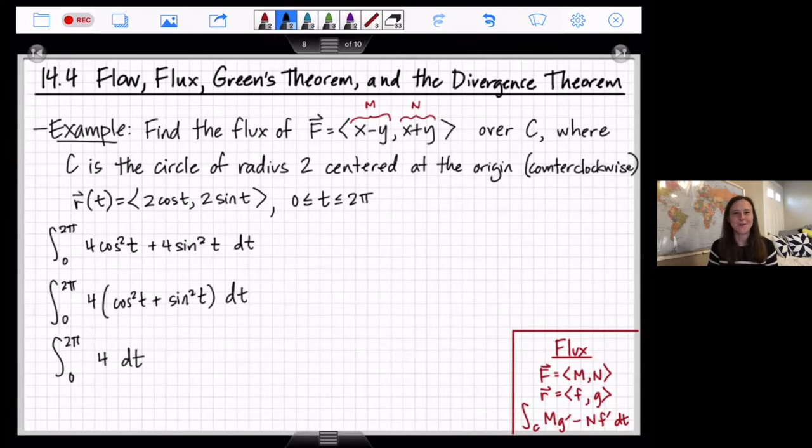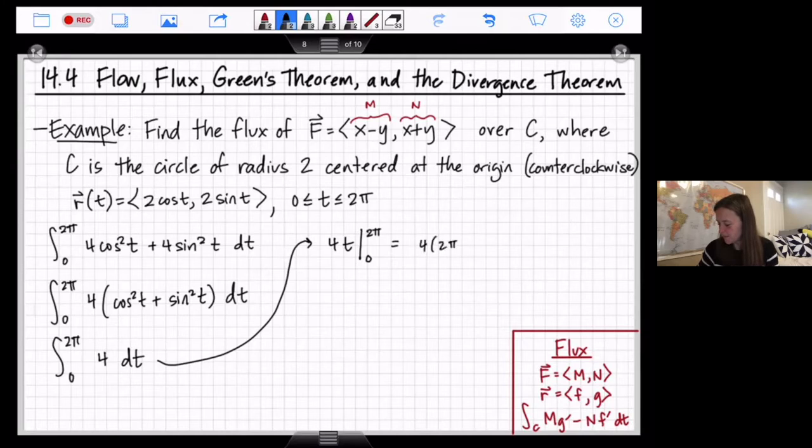Very easy to integrate, right? Just 4 times t. So we get 4 times t evaluated from 0 to 2 pi. Plug in 2 pi and 0, 4 times 2 pi minus 4 times 0, and we get 8 pi. All right, so there's our flux across this curve.